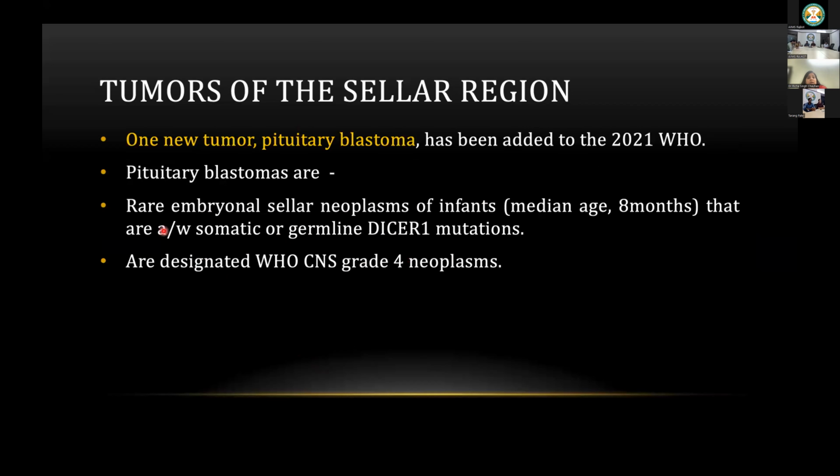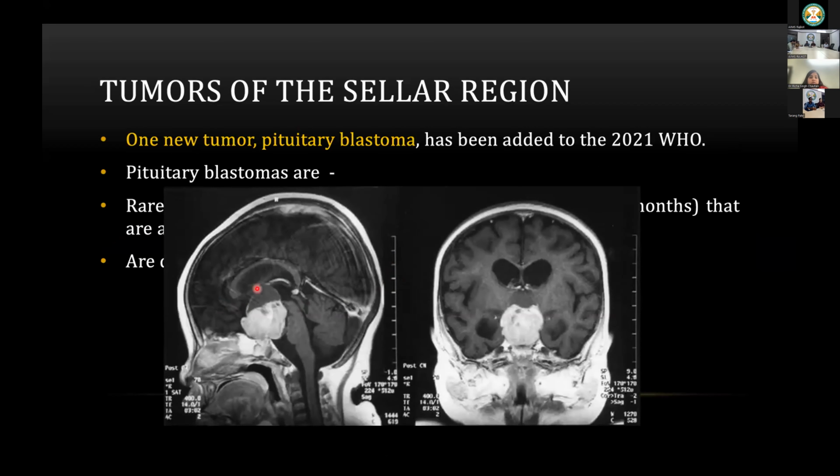Now, this blastoma is a rare embryonal cellular neoplasm of infants, and it's a WHO grade 4 tumor, like other blastomas in the neuraxis. This is an example of a post-contrast sagittal and coronal image of this tumor. The intensely enhancing tumor has sellar and suprasellar components. There is a cystic component as well in this tumor. The tumor is well defined. In these images, we are not able to see any kind of dissemination. But since it's a grade 4 tumor, it is highly notorious for showing dissemination, like other embryonal tumors.